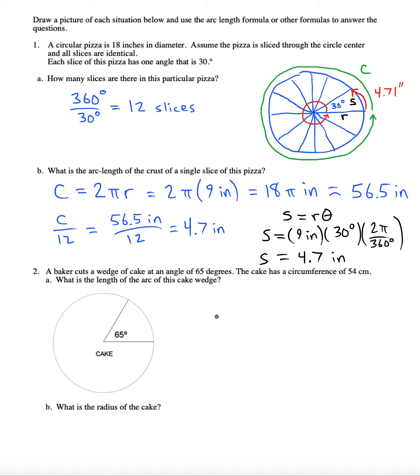So, I'm going to take the 54 centimeters, and I'm going to multiply it by a fraction, 65 over 360. And this is going to give me the arc length. It's 9.75 centimeters.